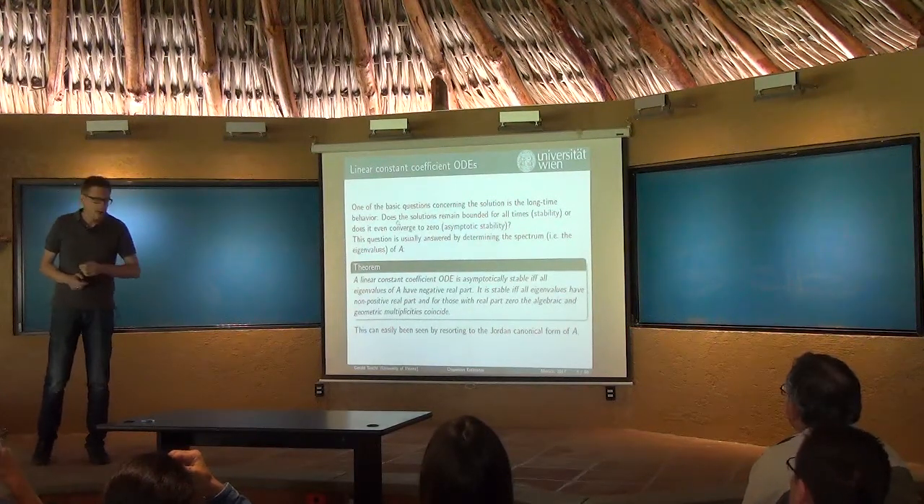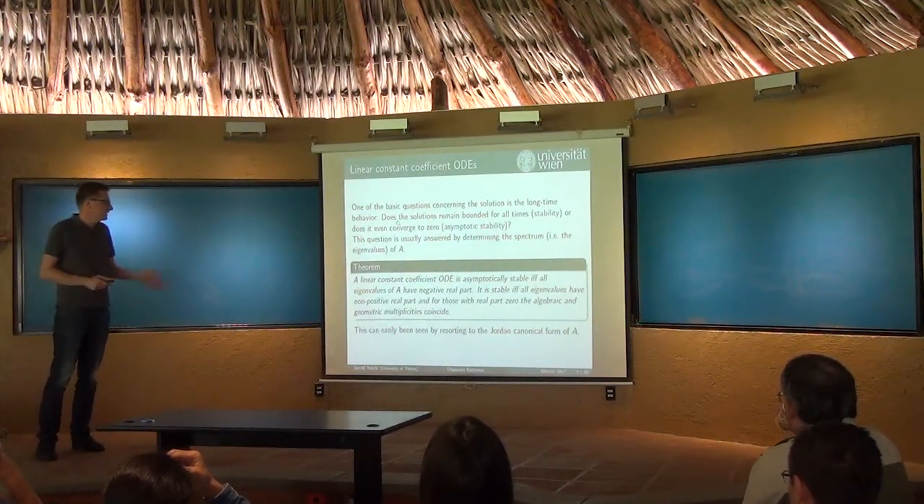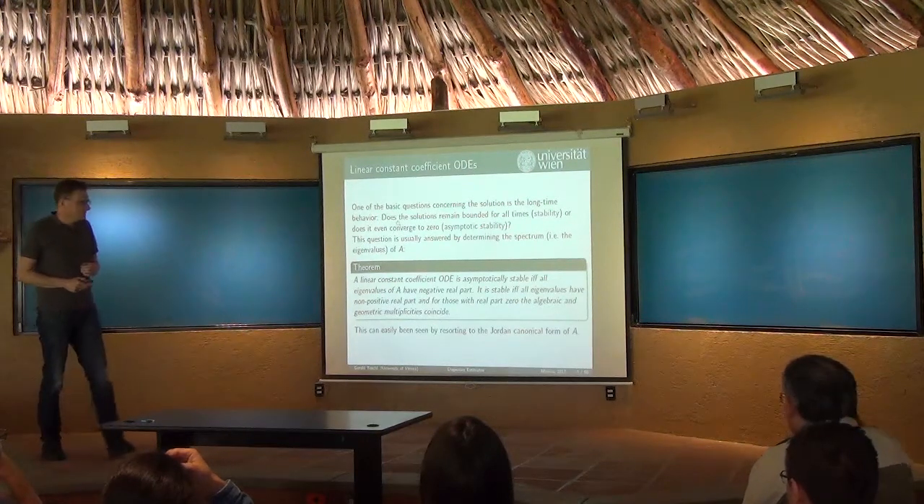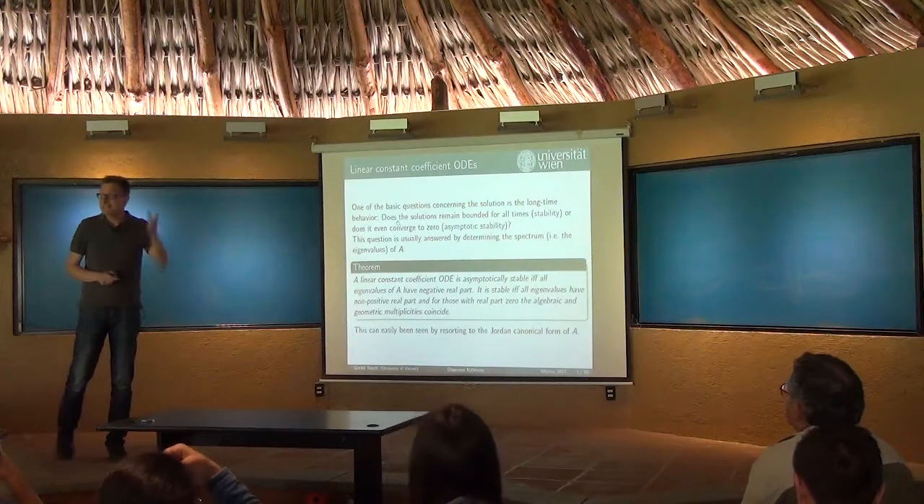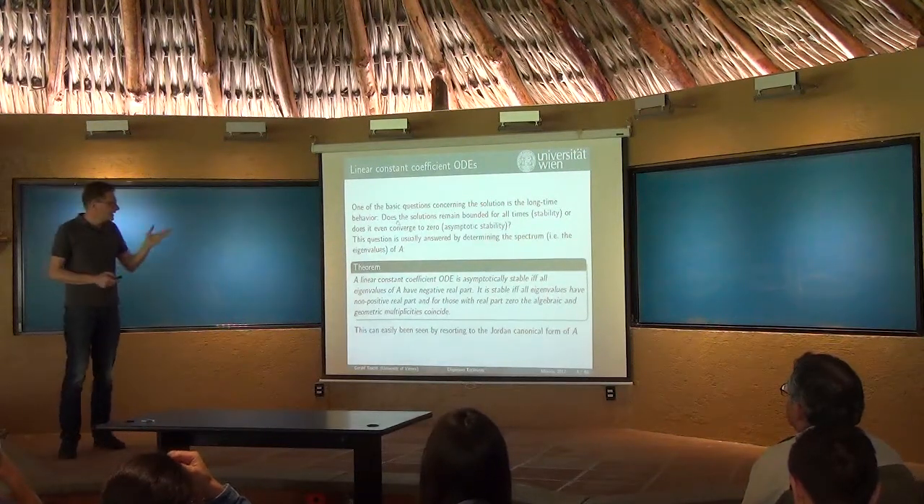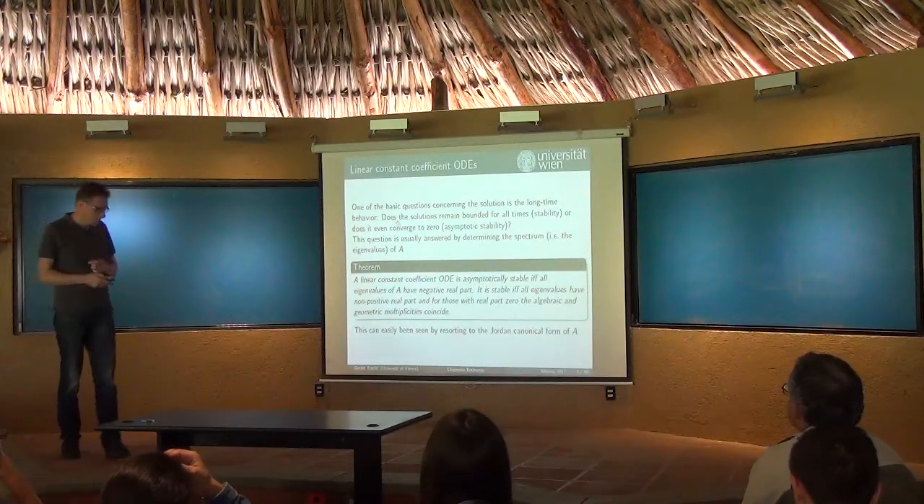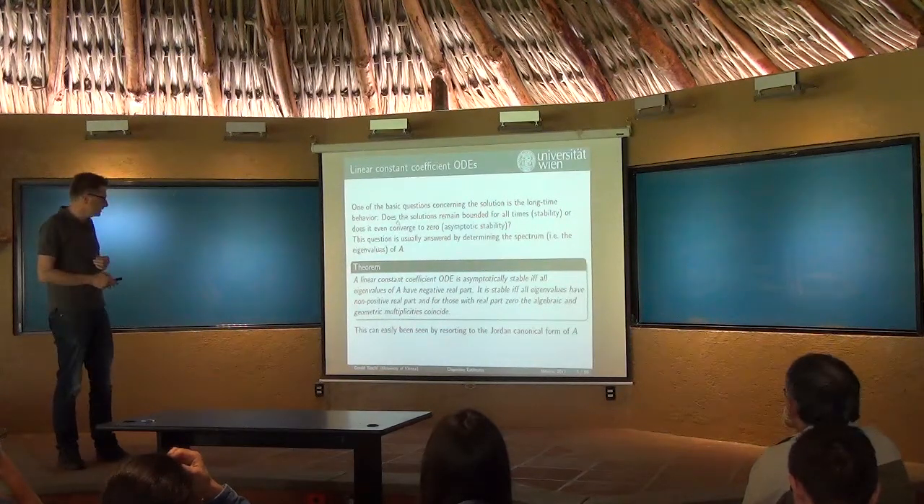Everything goes to 0. If some of the real parts are 0, then things are a little bit more tricky because it depends on whether you can diagonalize at least this part of the matrix or not. If you can, then you are stable. Otherwise, you have some polynomial terms.